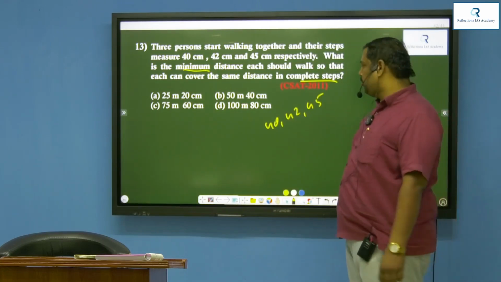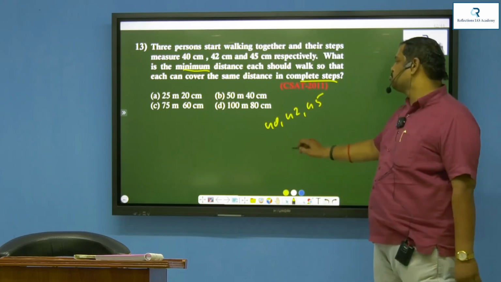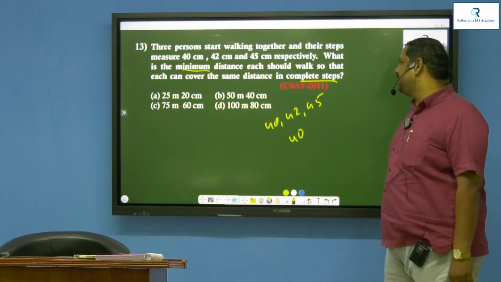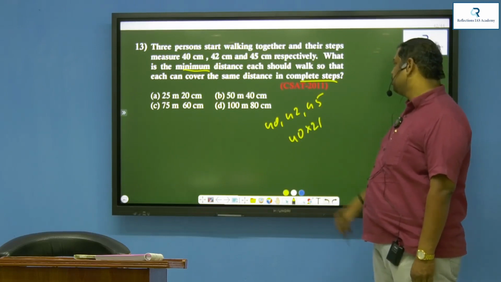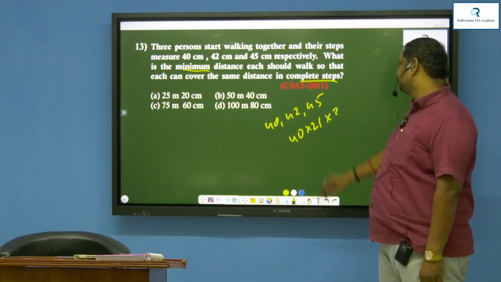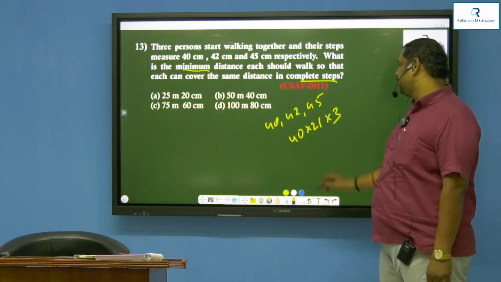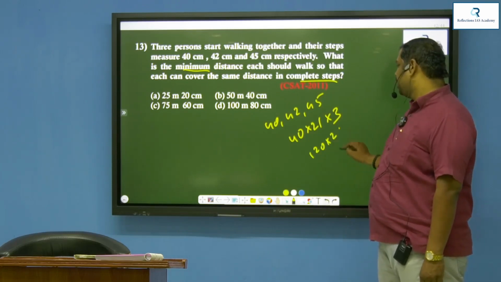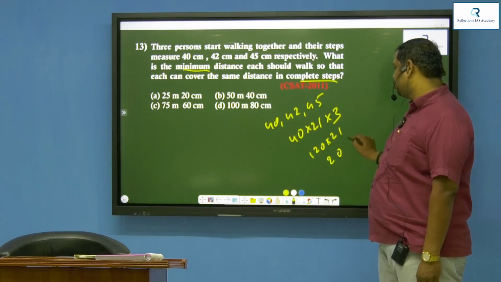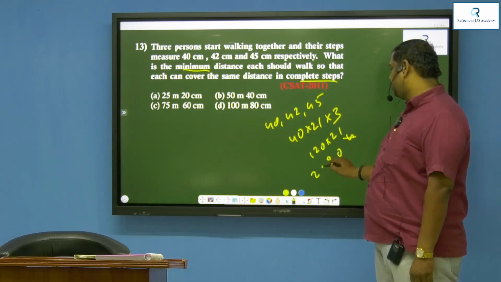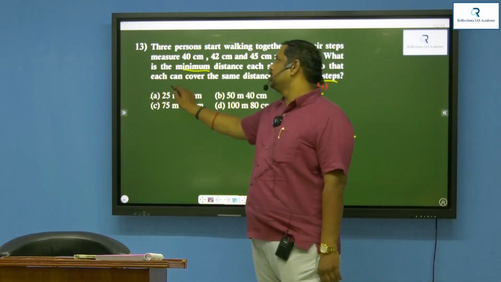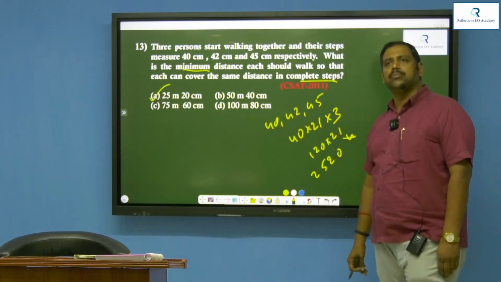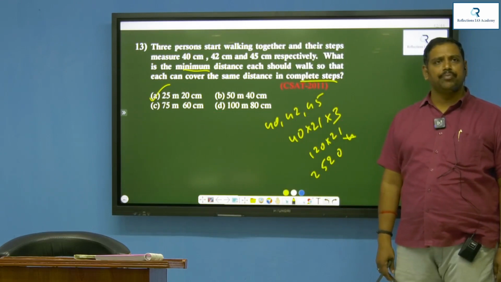Okay, 40, 42. 40 and 42 give 2 times 20 and 21, so 21 into 3. Okay, 120 into 21: 21 twos are 42, 21 ones are 21, so 2520. That is 25 meters, 20 centimeters. So which option is the answer? A is the answer. Am I clear, all of you?